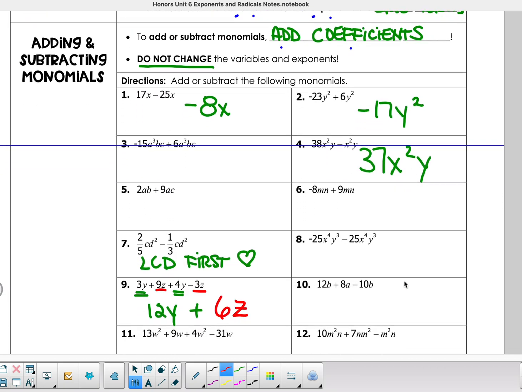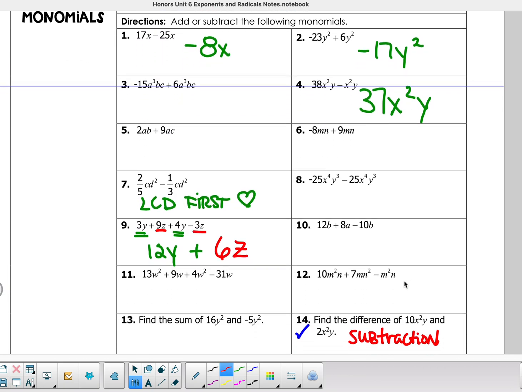So I did a few of these here for you already, just recognizing the like terms. Number 5, I would add the 2 and the 9. Oh no, it's not. They are not like terms. So this is already simplified. You can't do anything with that. You would just leave that as it is. And I've done a few of these for you. I feel like this is a topic that you learned in 7th grade.